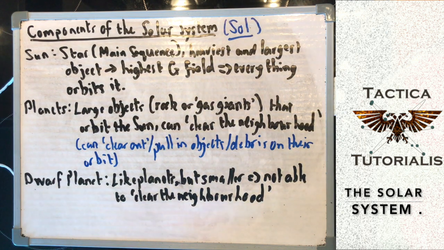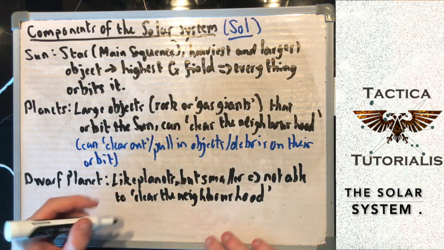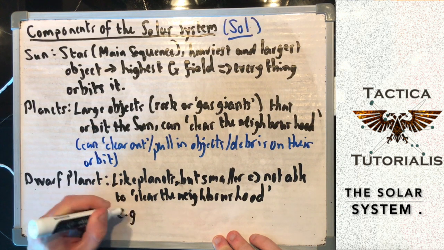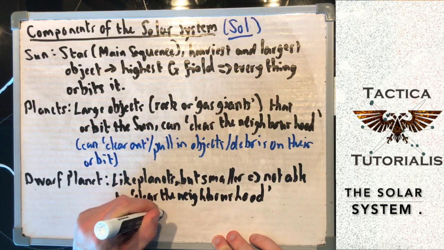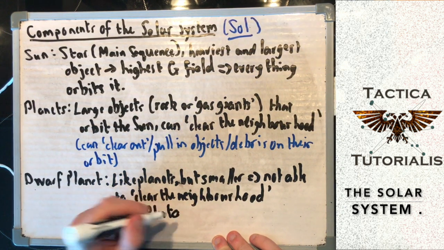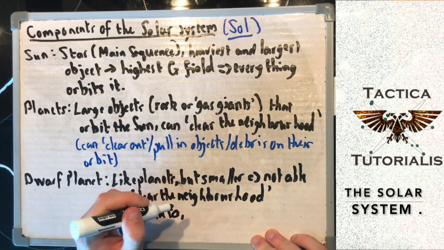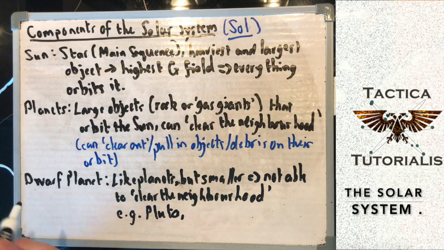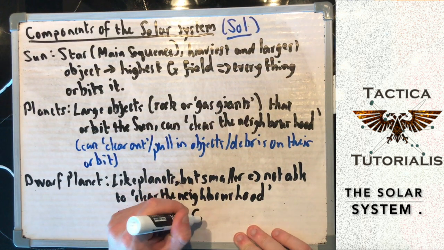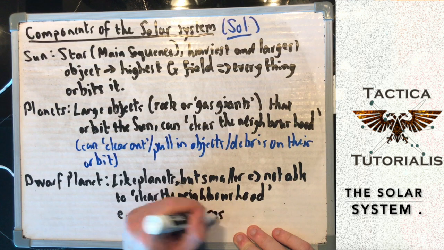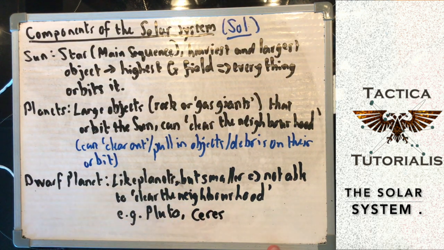And I'll give you a couple of examples of dwarf planets. Obviously, the most famous one that we have these days is Pluto, because it was formerly known as a planet, but it was reclassified a few years ago. And there is one in the Martian asteroid belt. I think it's the only one that's big enough in the Martian asteroid belt, known as Ceres or Keres, depending on how you prefer to pronounce it.